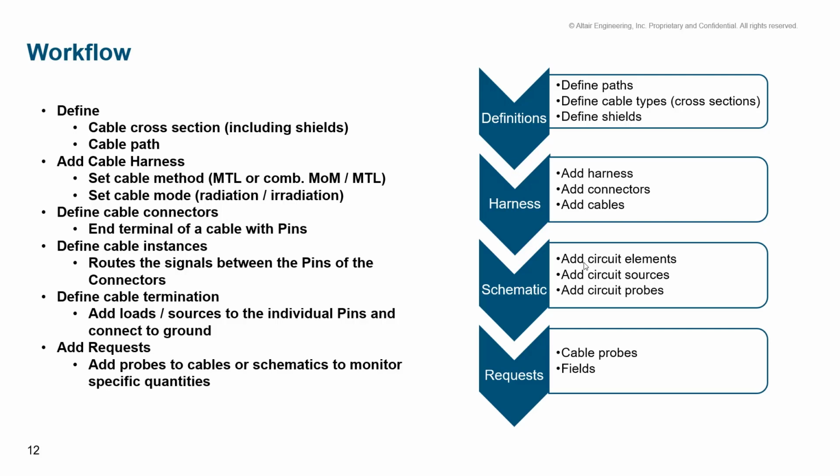Once we have created the cable connectors, we need to create cable instances where we route the signals between the different pins of the connectors, and the connectors are on either end of the cable. And then we have to define what type of termination we need, basically whether it's a 50 ohm termination or a voltage source, and so on and so forth. That we will do in the schematic part.